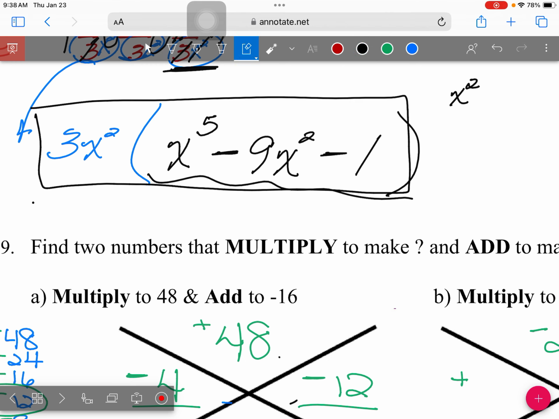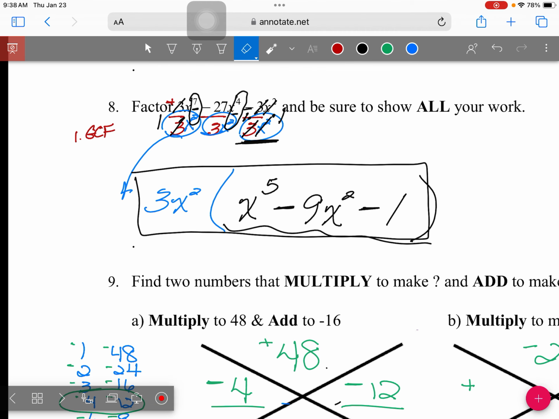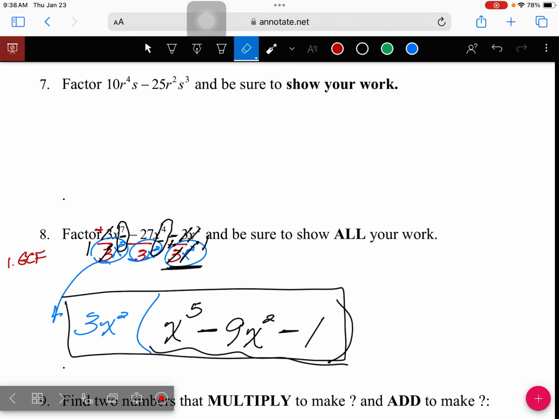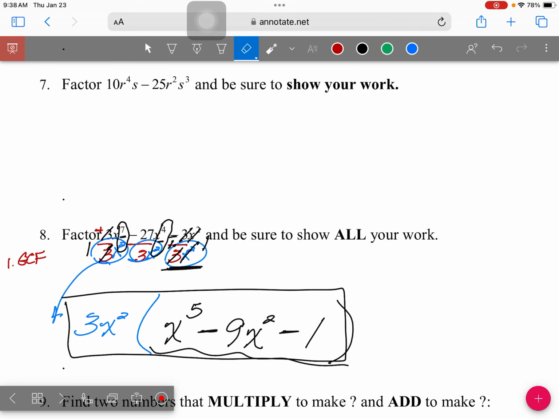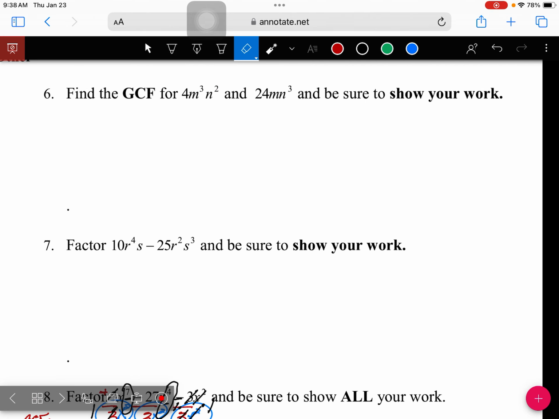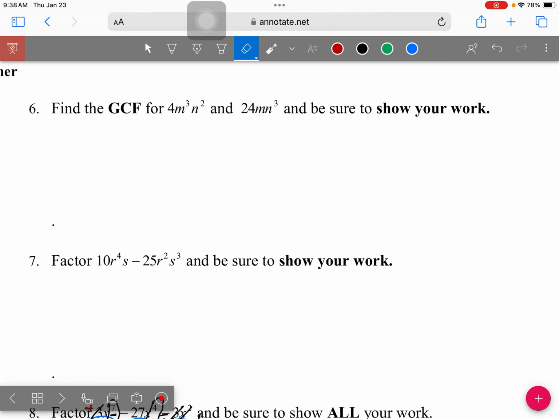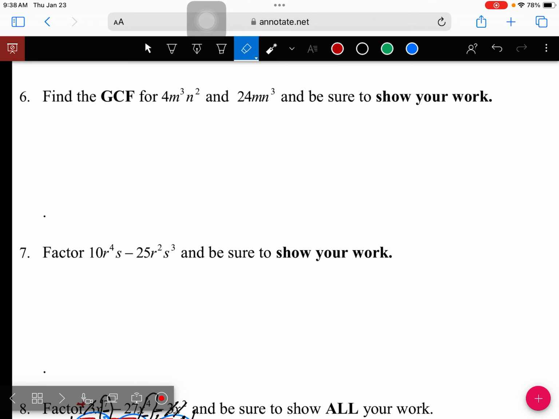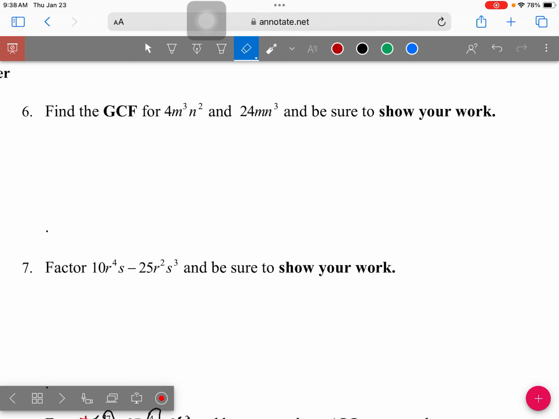Nope, that's not the one. Okay? All right. Let's go to 7. How about you try in these last couple minutes 6 and 7, at least 7. 6 maybe I'll do in a minute if we have time.